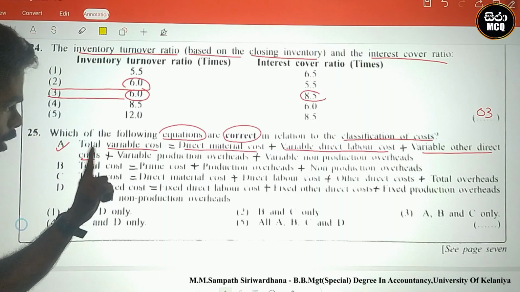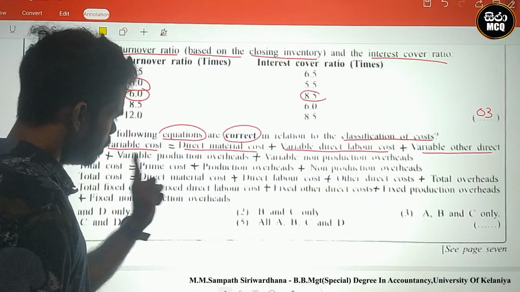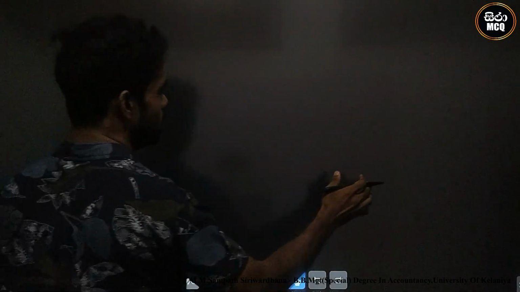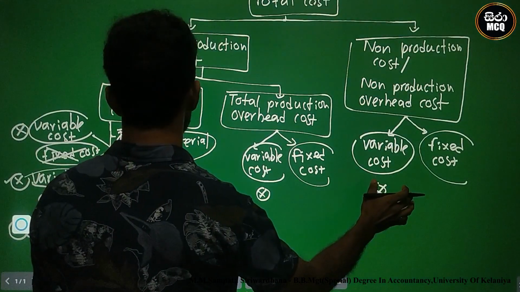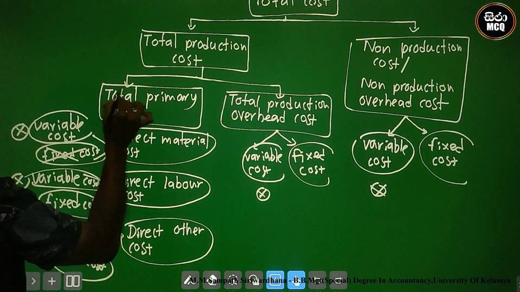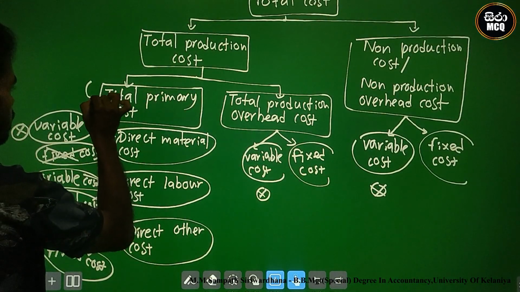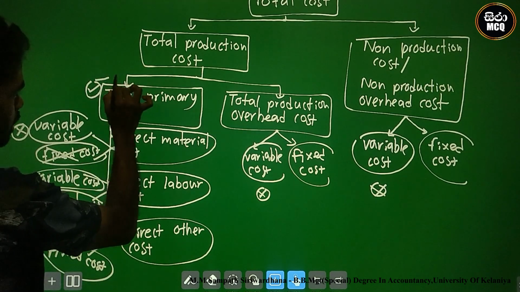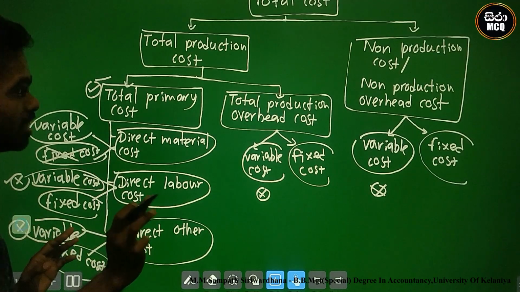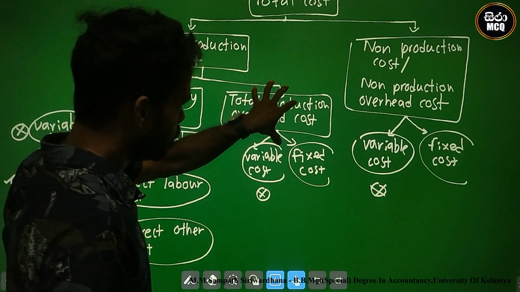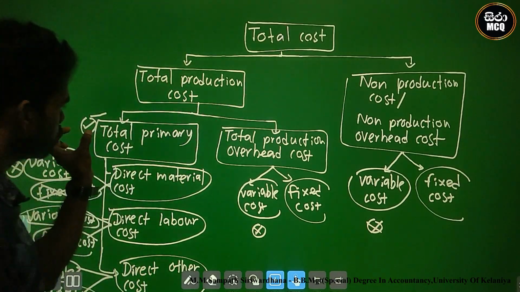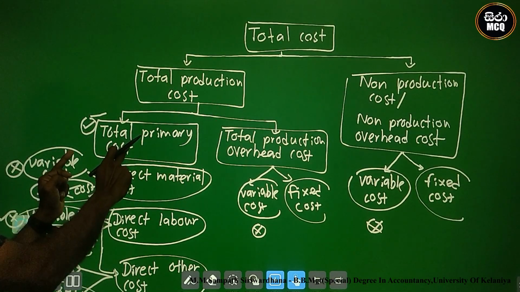Next, total cost equals primary cost. Look here, primary cost is this one. I highlight primary cost. They are finding the total cost. You know, total cost equals primary cost. This category is okay.